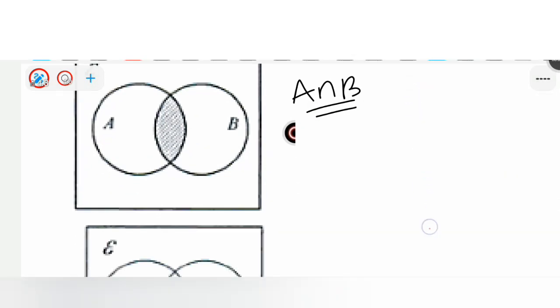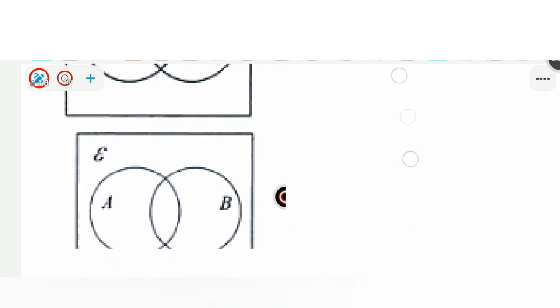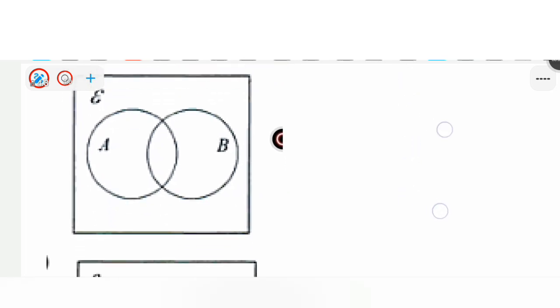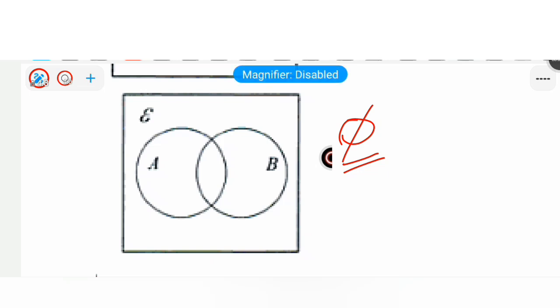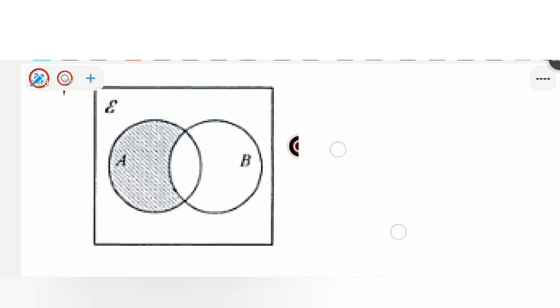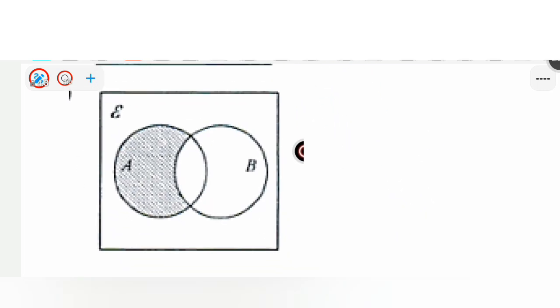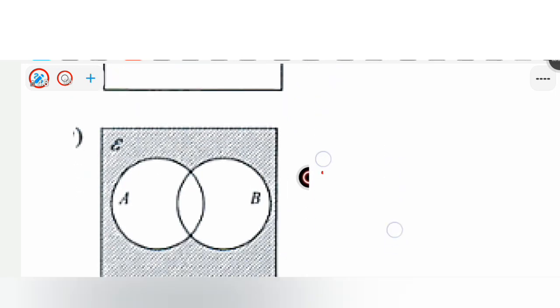Then for this next one, nothing is shaded. They didn't shade any part. It's kind of confusing. They didn't shade anywhere at all. So once nothing is shaded, that's an empty set. That's the answer. That's how you represent an empty set. Then for the next one, okay, I think we've done this one before. Let's go to the next one.